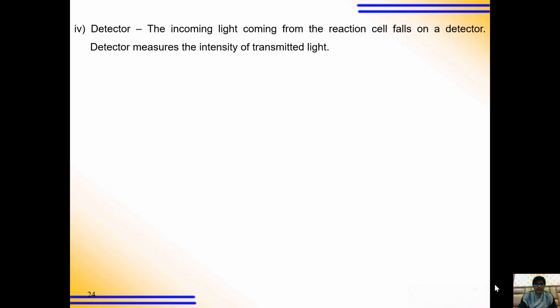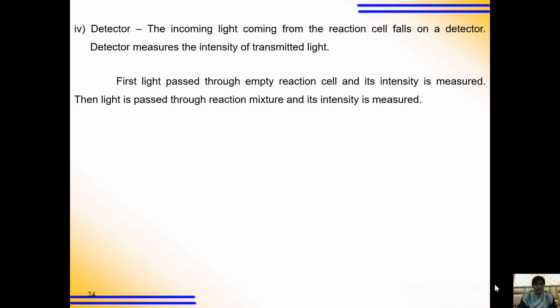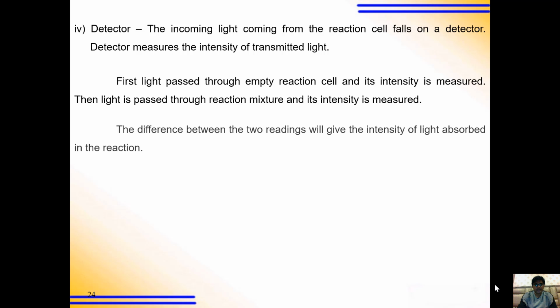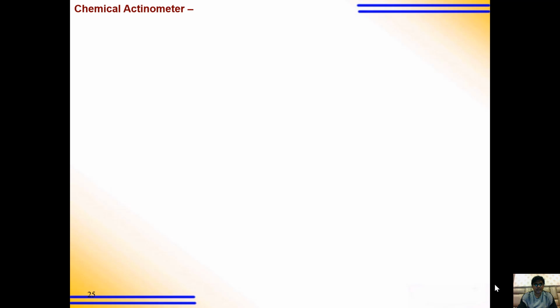And the last part of this instrument is the detector. The role of the detector is very important. The light coming from the reaction cell falls on the detector, and it measures the intensity of transmitted light. First, light passes through the empty reaction cell and its intensity is measured. Then light is passed through the reaction mixture and its intensity is measured. The difference between the two readings gives the intensity of light absorbed in the reaction. Generally, a thermopile or chemical actinometer is used as a detector.